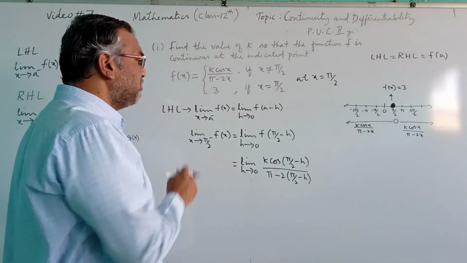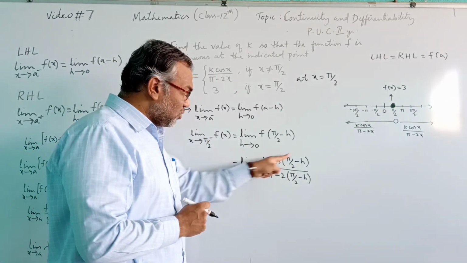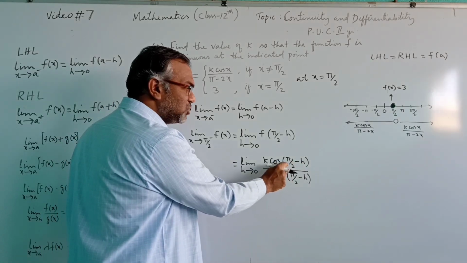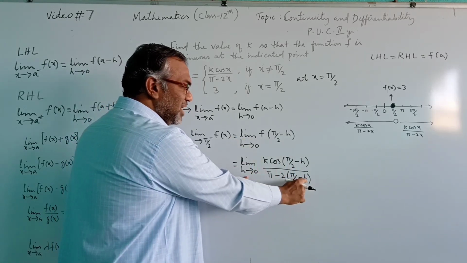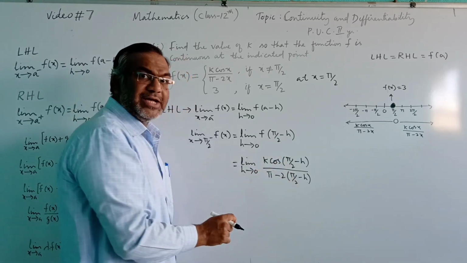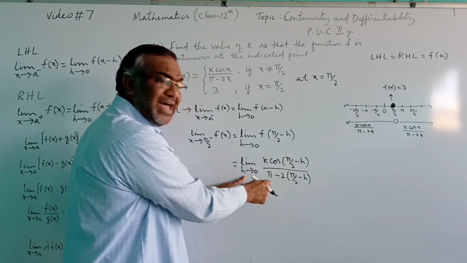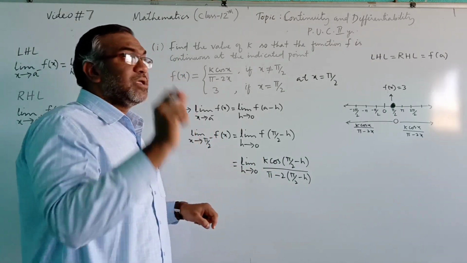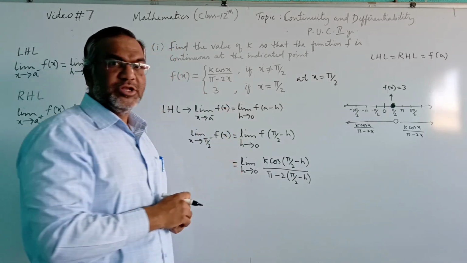Now, if we apply the limit directly here, this will become 0 by 0. If you replace h by 0, this will become cos pi by 2, and cos pi by 2 is 0, so the numerator becomes 0. Then in the denominator, if you replace h by 0, pi minus pi is 0. So 0 by 0 comes. But the concept of limit is that it must not become 0 by 0, so for that reason we have to do some calculation here, right?